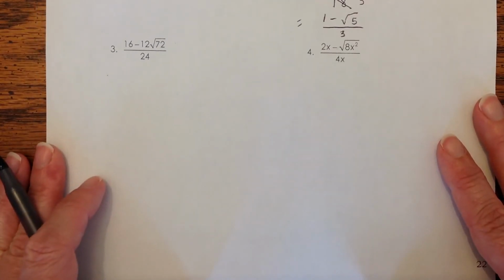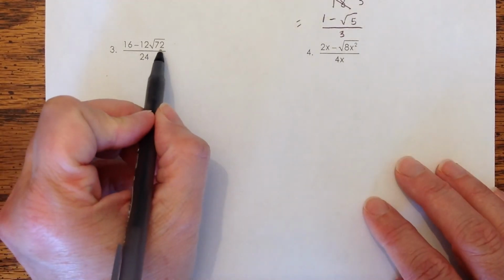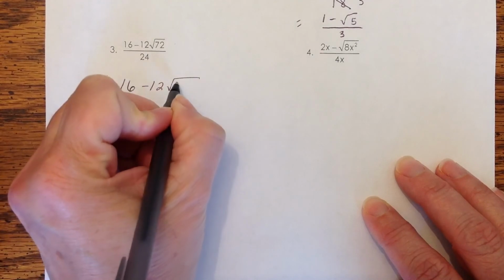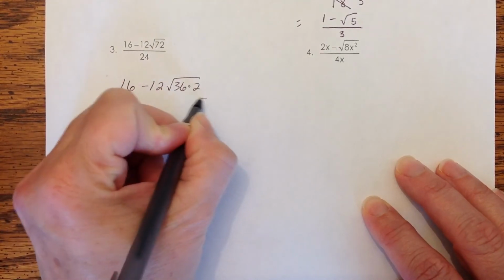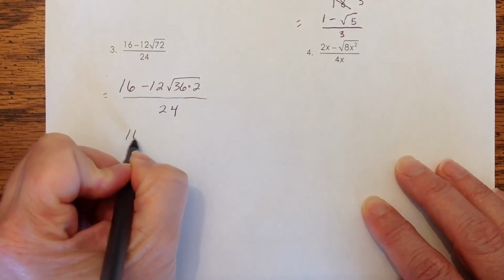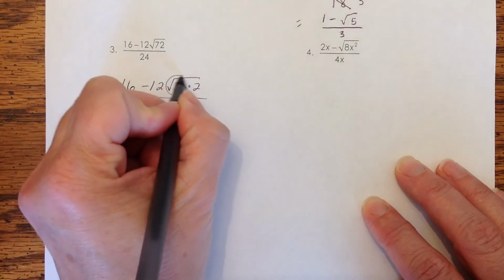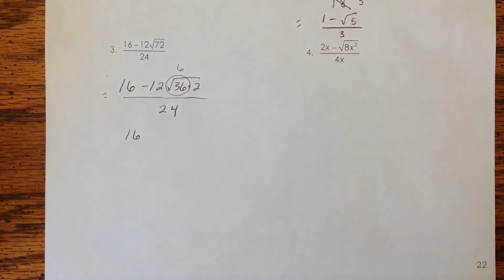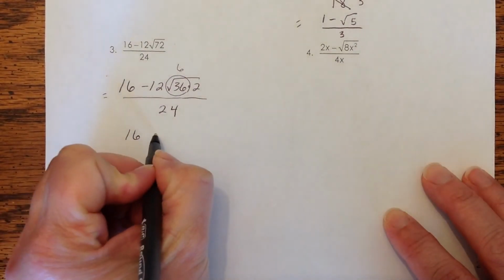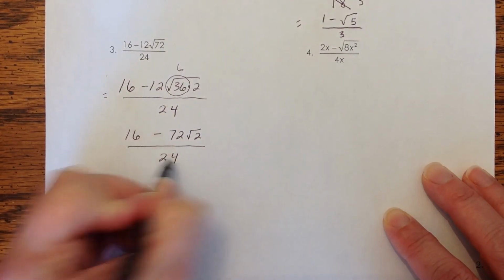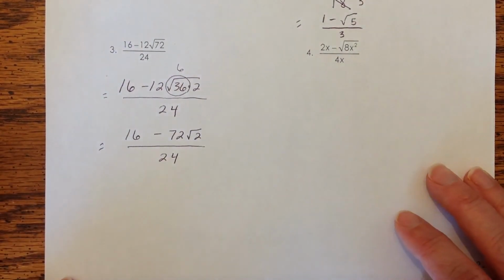So a couple of more. What perfect square goes into 72? I'm going to say 16 minus 12 square roots of 36 times 2 over 24. I'm going to clean this up so I get 16. Now careful, the square root of 36 is 6. 6 needs to be multiplied with 12 for 72, so minus 72 square roots of 2 all over 24.